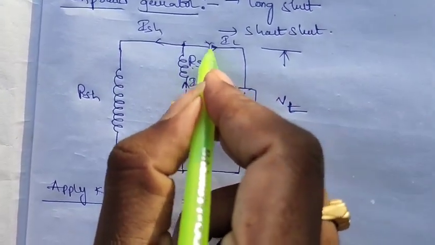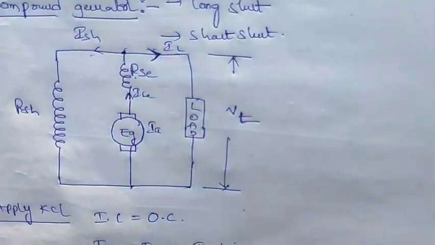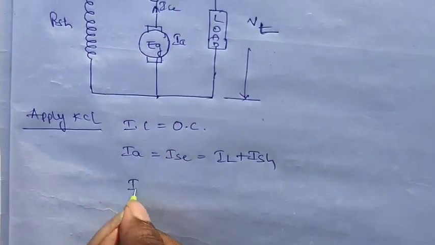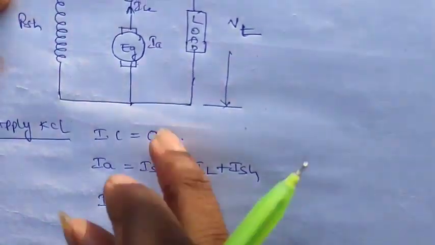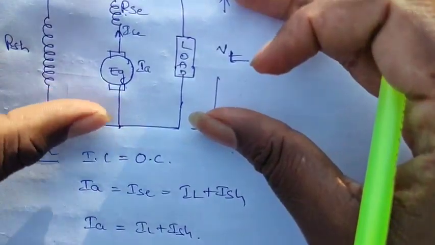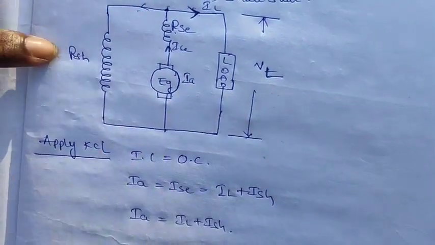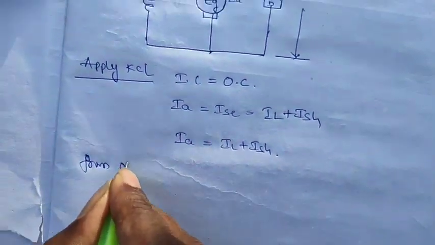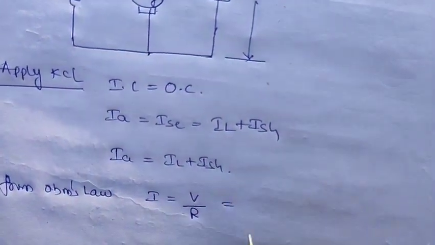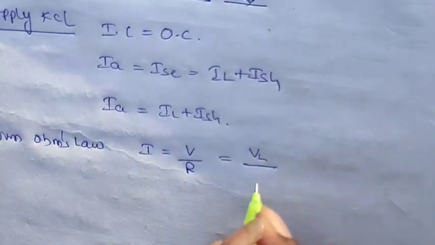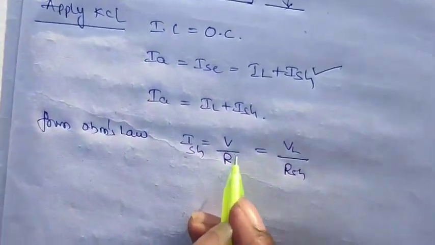So what are the outgoing currents? Indicating directions, this is a node, this is the incoming and these two are outgoing: IL plus ISH. The formula is IA equal to IL plus ISH. The voltage VL is parallel to this section, so here the applied voltage is VL and the resistance is RSH. From Ohm's law, I equals V by R, so the current ISH equals VL divided by RSH.